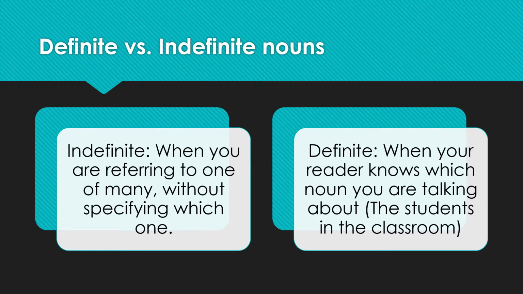When we use definite nouns, we are talking about one specific individual. So if I say the cat, then there is a particular cat that I am referring to.